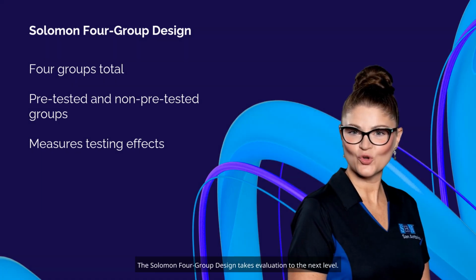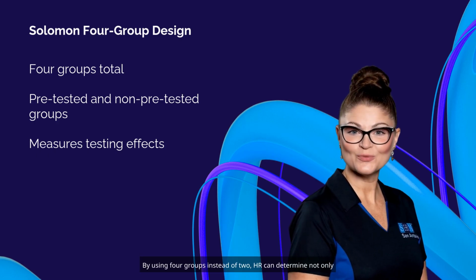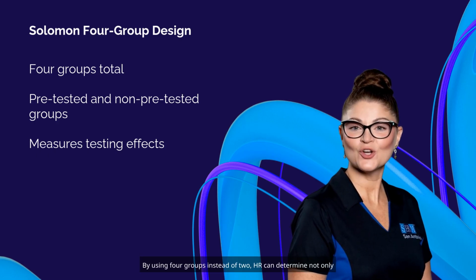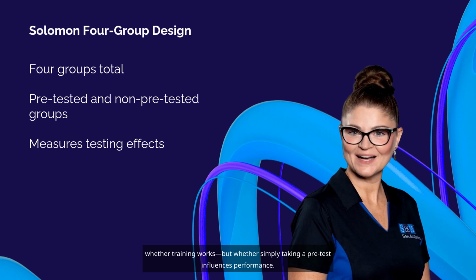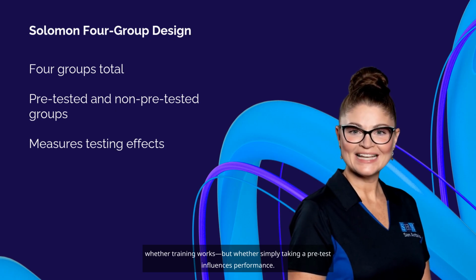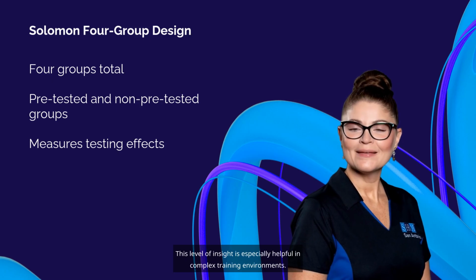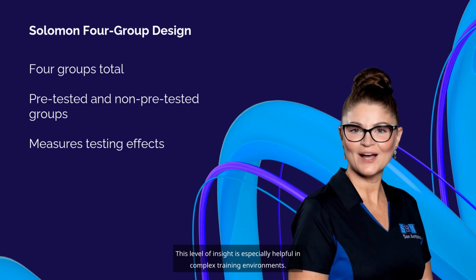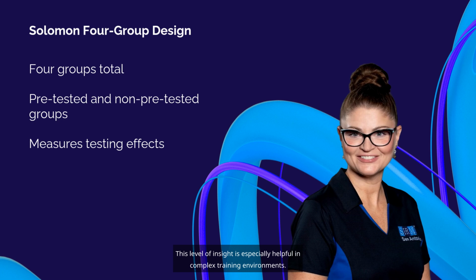The Solomon 4-group design takes evaluation to the next level. By using 4 groups instead of 2, HR can determine not only whether training works, but whether simply taking a pretest influences performance. This level of insight is especially helpful in complex training environments.